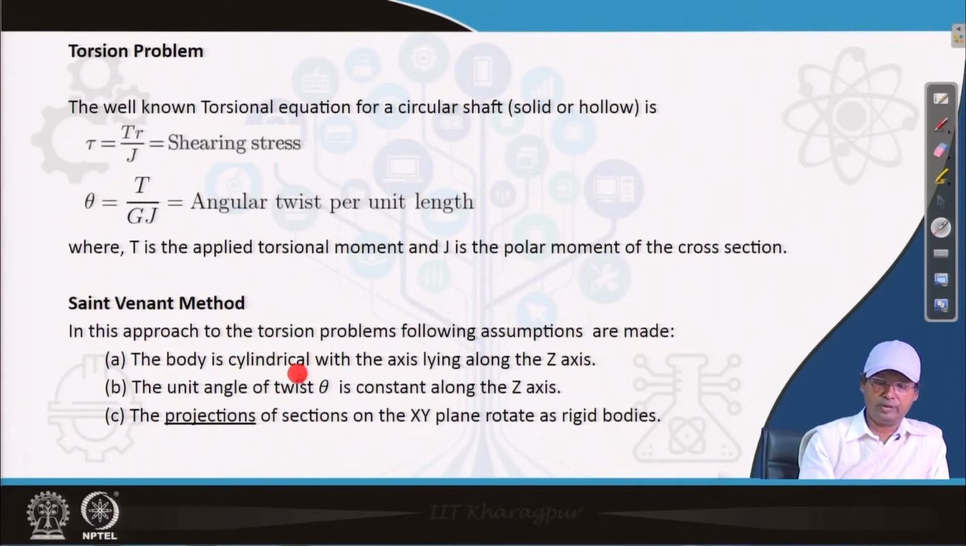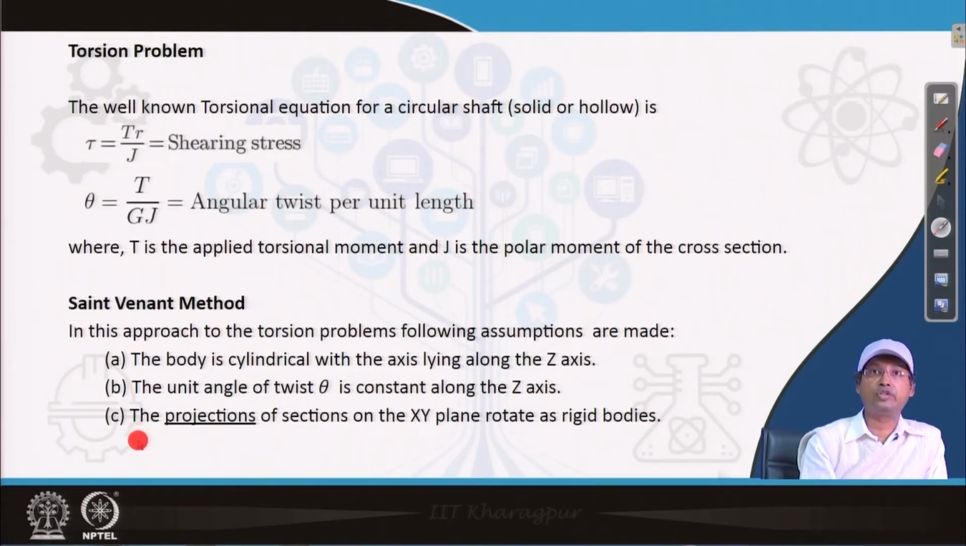The body is cylindrical. Do not think that cylindrical means a circular cross section. The body is cylindrical with the axis lying along the z axis. The axis system we will see on the next page. We have a drawing for the displacement equations, we will see. The unit angle of twist theta is constant along the z axis.